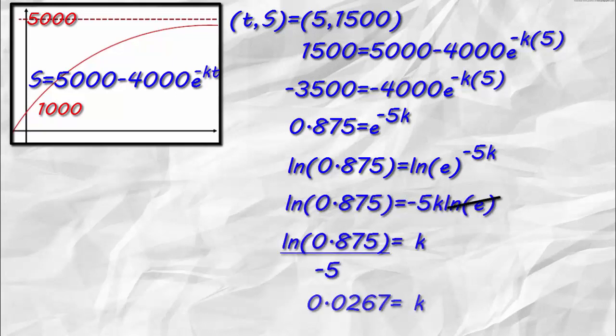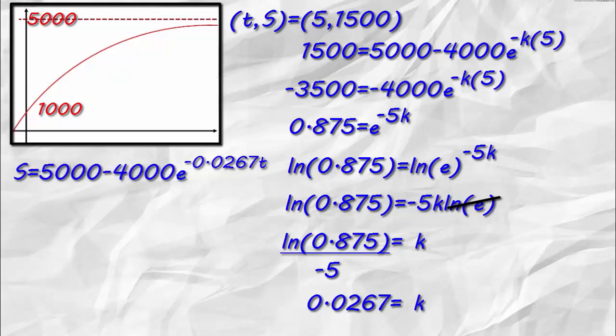We find that k equals 0.0267, or 2.67%. So the rule of correspondence for this model is S of t equals 5,000 minus 4,000 e to the negative 0.0267t.